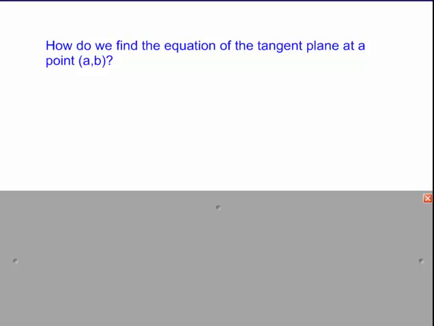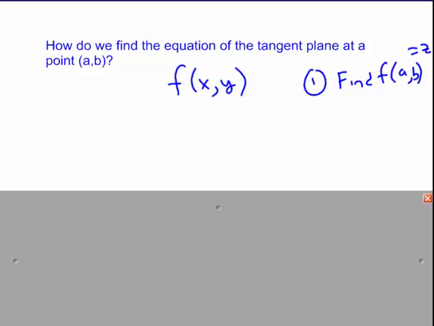So given the steps, this is what we need to do. Given f of x, y, one, find f of a, b, and that's our z1 value. And then we need to find the partial derivative with respect to x and the partial with respect to y.